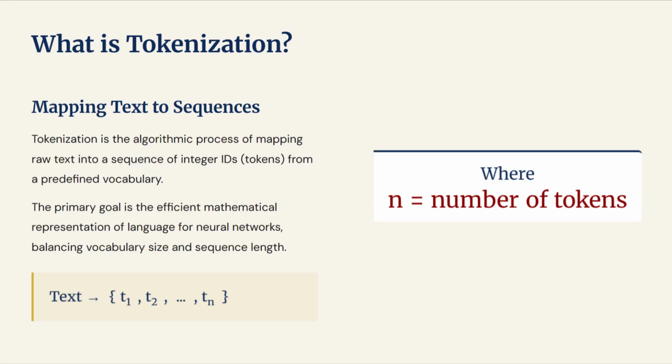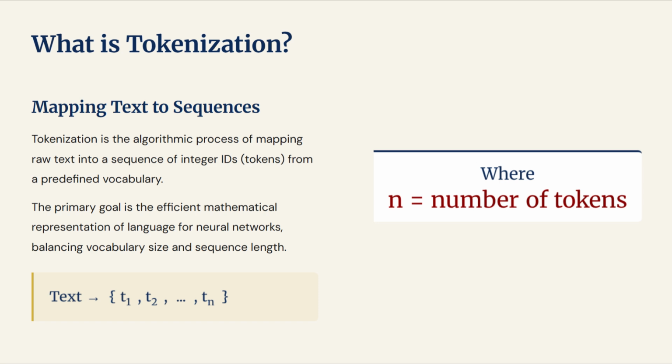So, what exactly is tokenization? Formally, it is the algorithmic process of mapping raw text into a sequence of integer IDs called tokens, drawn from a predefined vocabulary. We can write this as text maps to a set of tokens T1 through Tn, where n is the total number of tokens. The primary goal is to create an efficient mathematical representation of language that neural networks can process.